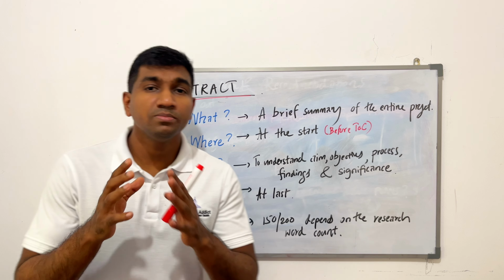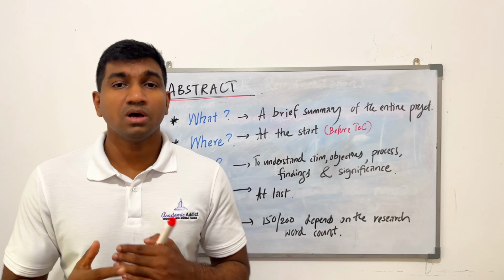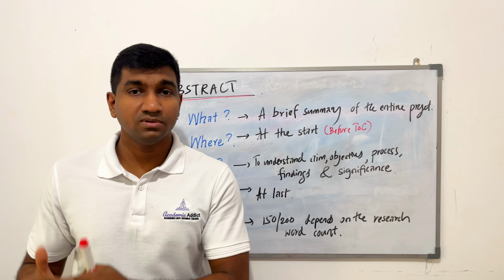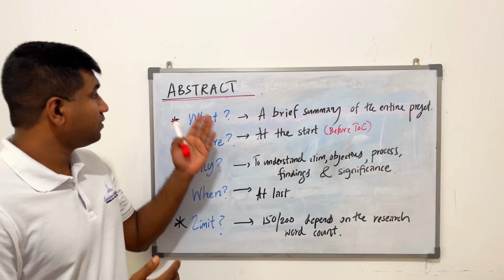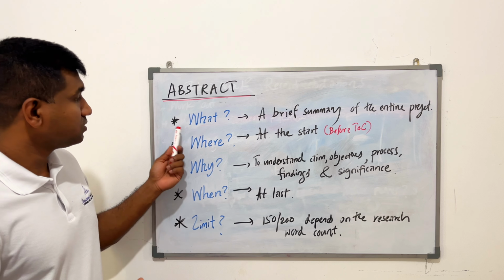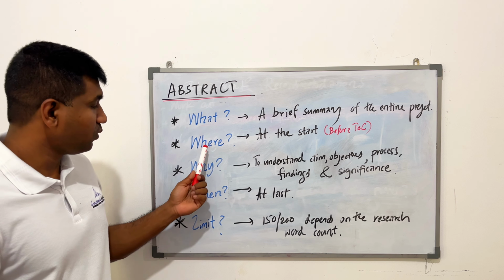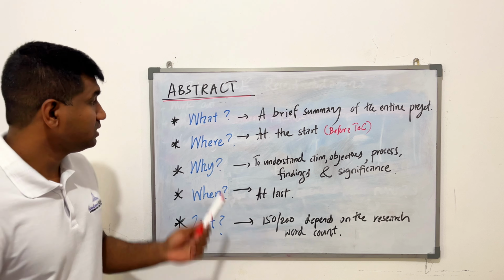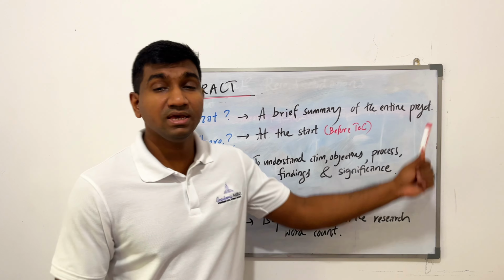Okay, so I'm going to make this video very simple. I'm going to break the abstract section down into 5 main sections so that you could understand it very well. The first is what, then where, why, when, and limit. So what? A brief summary of the entire project.